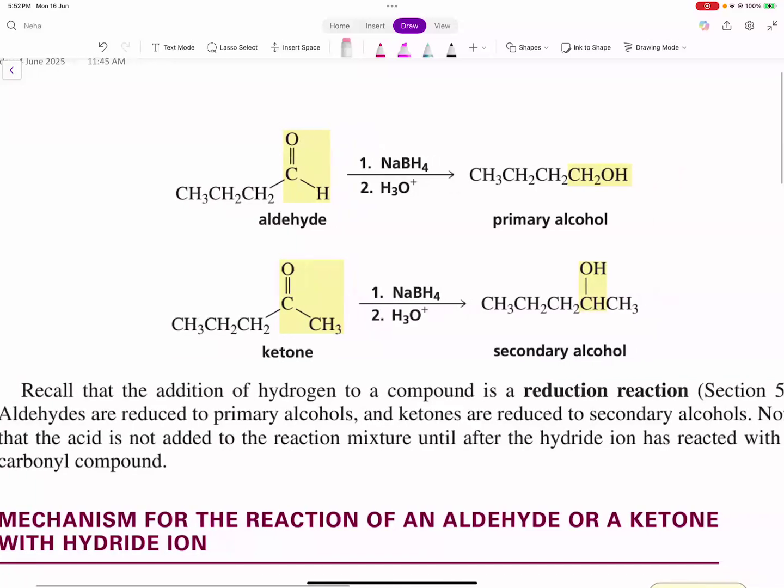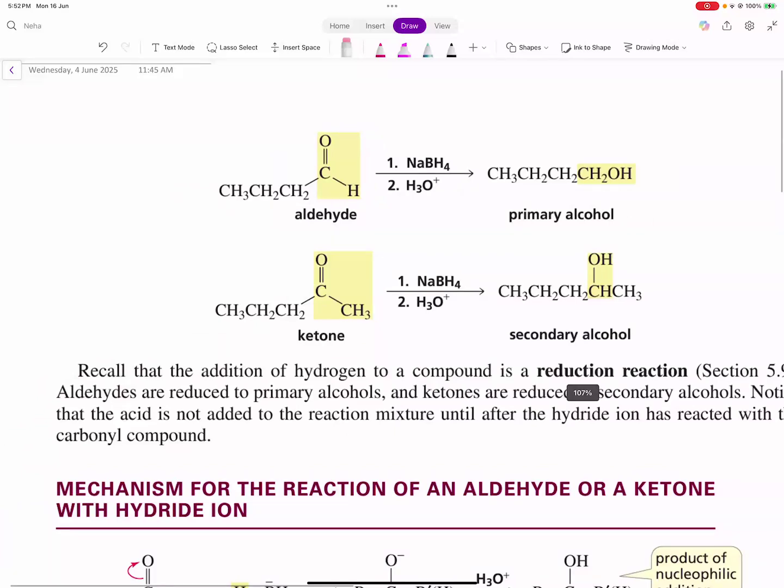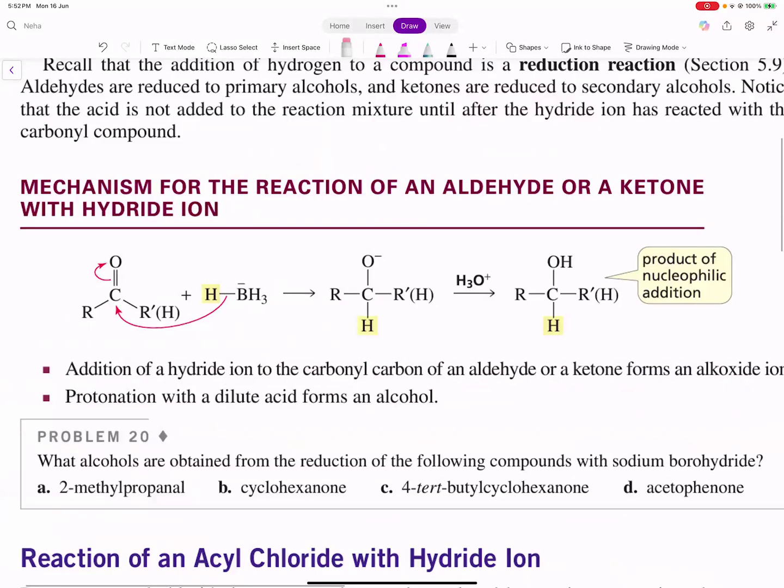So it will remain the same. It's a fancy mechanism which we don't need. I just showed you, you can just add H negative. BH4 minus is just the source of H negative. So this is H negative going here, H is added here and then protonate. Homework.